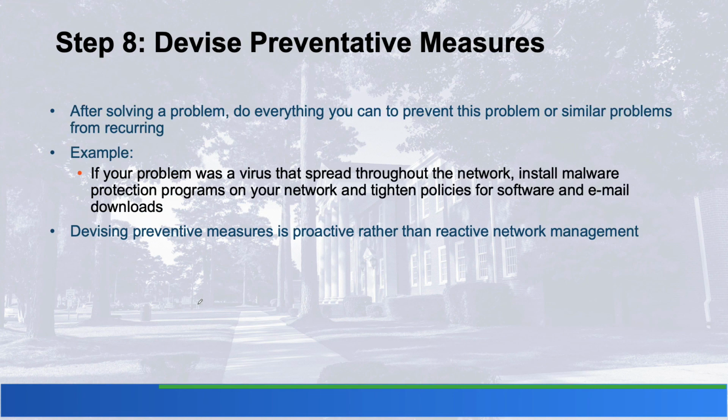Step 8, devise preventative measures. Once you figure out what caused the problem, then we're going to say, from now on, we're going to do this instead of this, and that'll stop this from happening again. An example was, if your problem was a virus that spread through the network, we're going to install anti-malware, or maybe turn up the filter, the spam filter for our email software. So we're actually going to take measures to make sure it doesn't happen again.